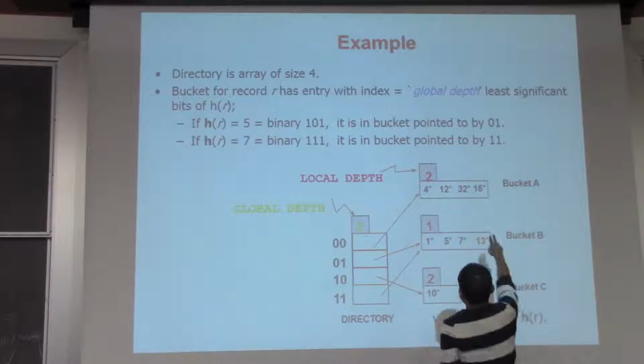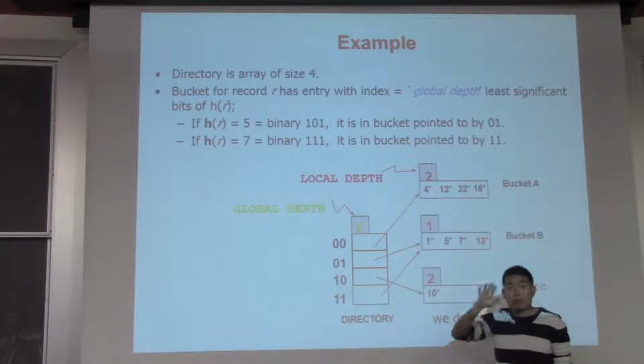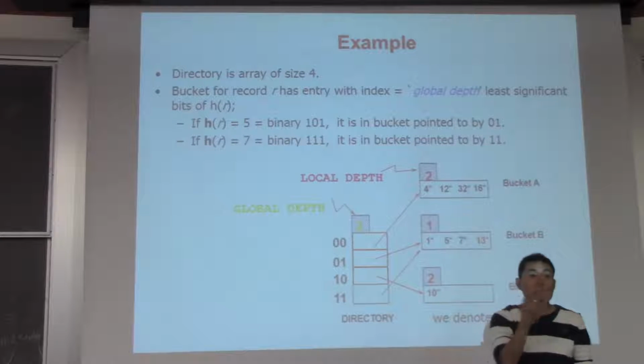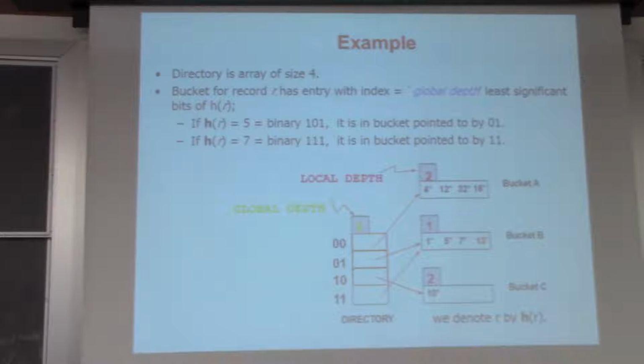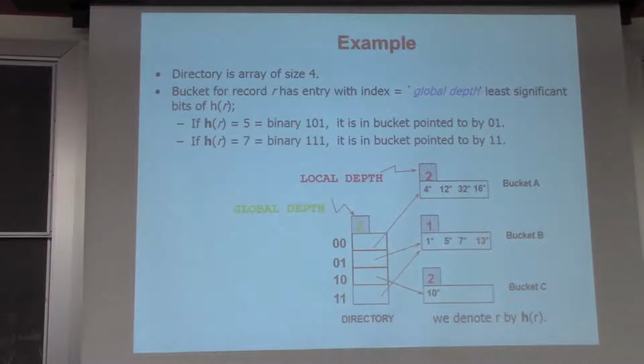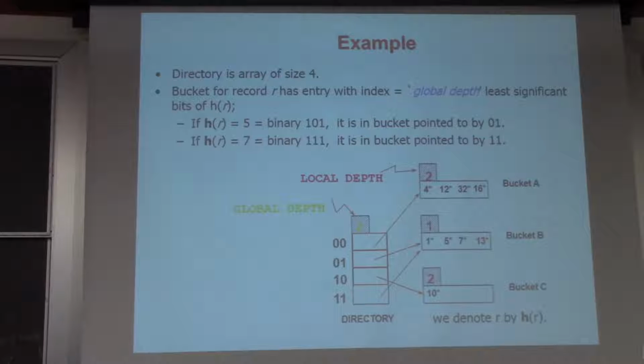What about this bucket up here? Well, for those entries, since my local depth is 2, I will distinguish them by looking at the last 2 bits. Which means the last 2 bits of all of them must be 0, 0. You cannot have some 0, 0 and some 1, 0. That cannot be the case because the local depth is 2. You do look at the last 2 bits.